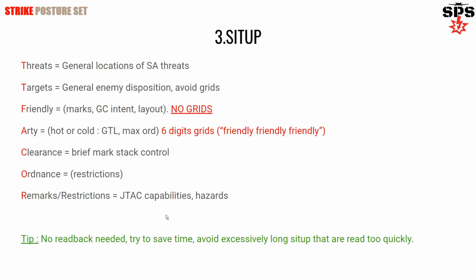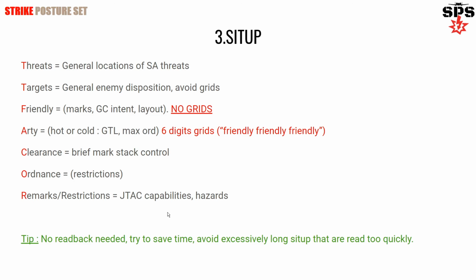Then we have ordnance, which will only be about restrictions. If you have certain types of ordnance you want to use, such as low collateral damage, only guided munitions, for example. Then remarks, restrictions, it's all about the JTAC capabilities. If he has IR, NVGs, ground laser, TLE capability, target location error, all the hazards, and anything that wasn't mentioned before that you forgot, you can add it here. Also, you can talk about the terrain, what else, the weather.